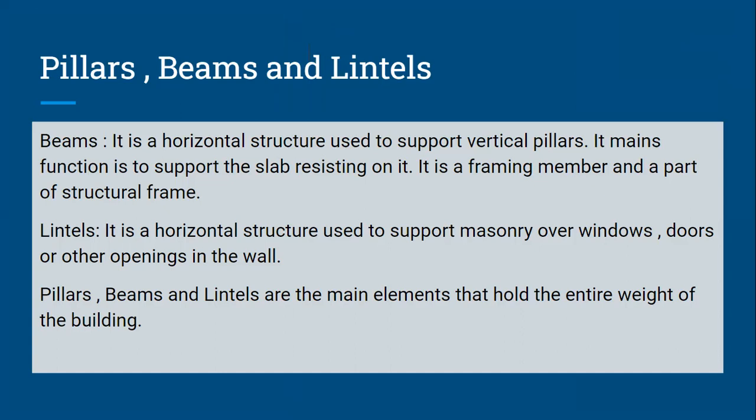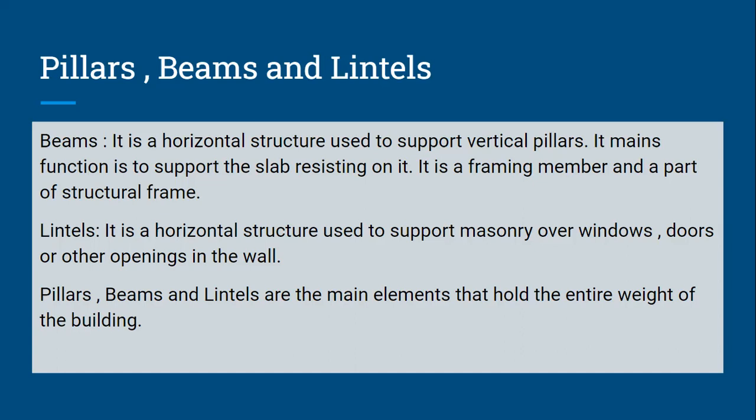Second, as I mentioned, lintels. So lintel is a horizontal structure which is usually used to support masonry over windows, doors, and the other openings that are being supported by the lintels. And pillars, beams, and lintels, these three are the main elements of the trabeate form of architecture, and these three elements hold the entire weight of the building, okay? So any doubt up till now? Any issues with respect to these three, pillars, beams, and lintels?